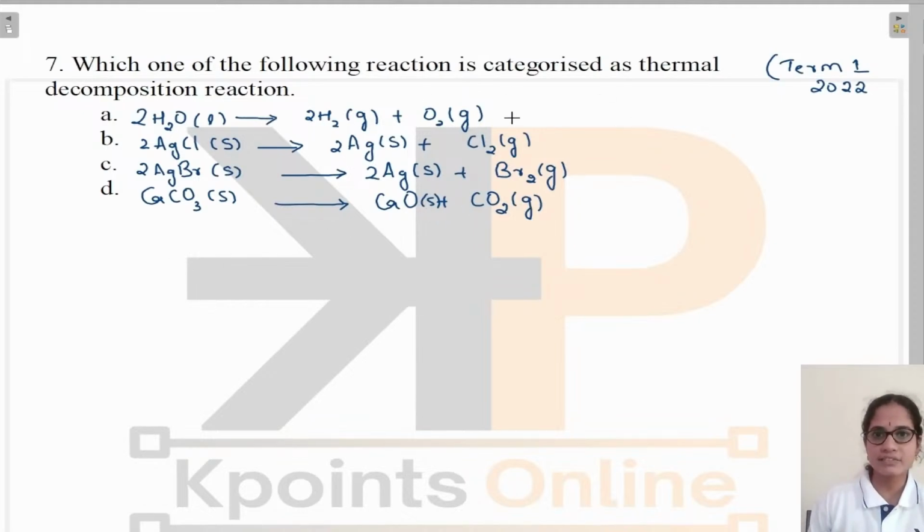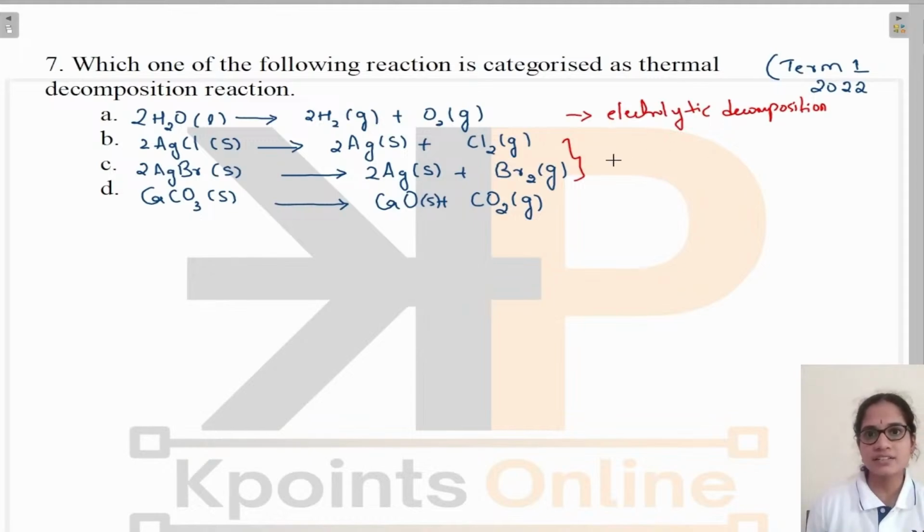Clearly we know that the first reaction is an electrolytic decomposition. When we supply electric current through the water, what happens? There is a decomposition reaction taking place to form hydrogen and oxygen. So it is electrolytic decomposition. Then what about these two? Both these reactions occur in the presence of sunlight. That is, they undergo photolytic decomposition. Then what about this reaction of calcium carbonate?